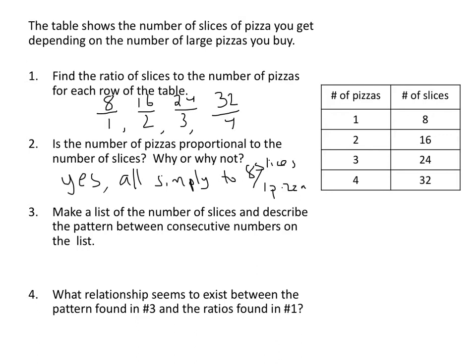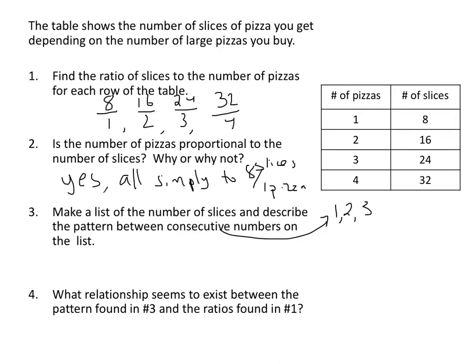So now we want to make a list of the number of slices and describe the pattern between consecutive numbers on the list. Some of you might be saying, well, what does consecutive mean? Consecutive means numbers that come after each other. An example would be 1, 2, and 3. They're just numbers that are next to each other in a pattern.